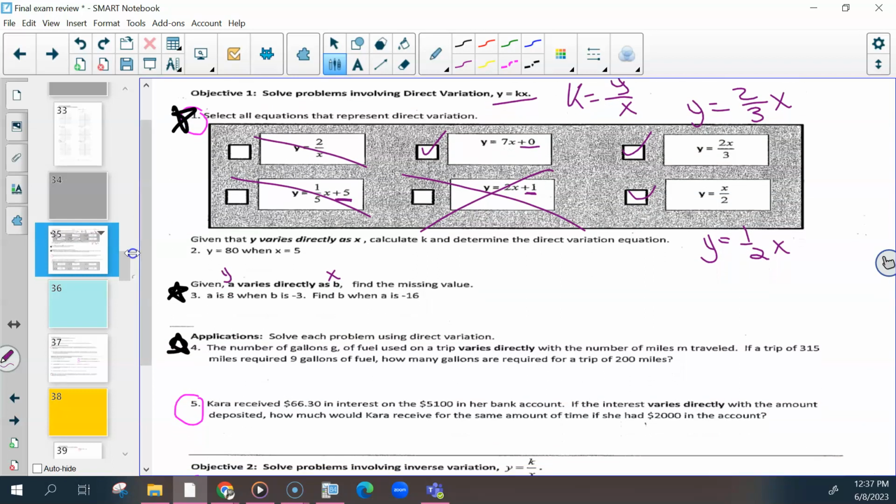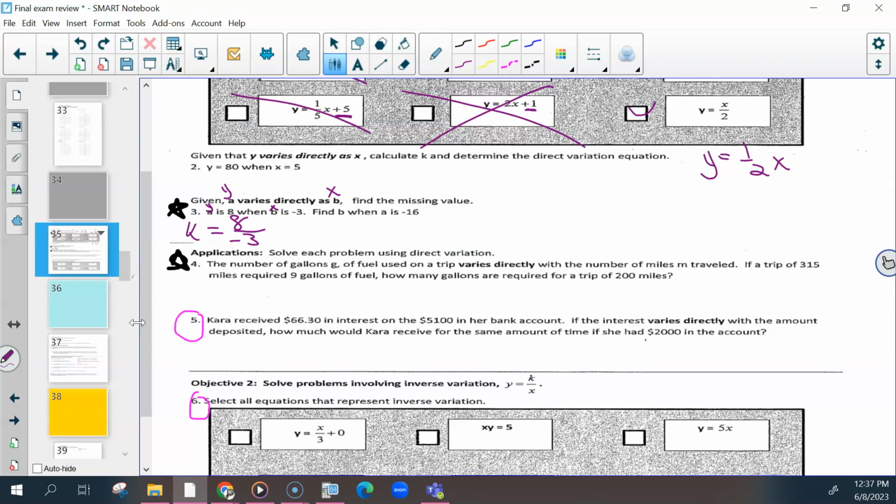And then we can use the two numbers they give us to find k. A is like y and b is like x. This would be k equals 8 over negative 3. That would be as simplified as possible.